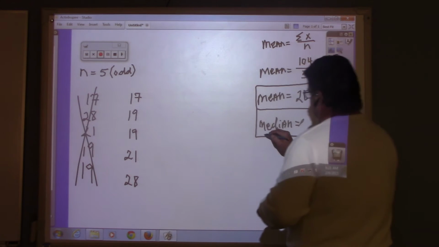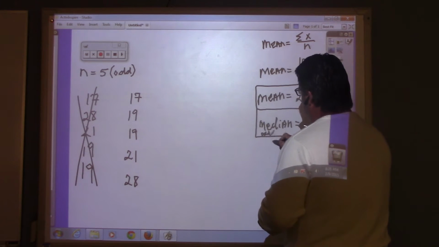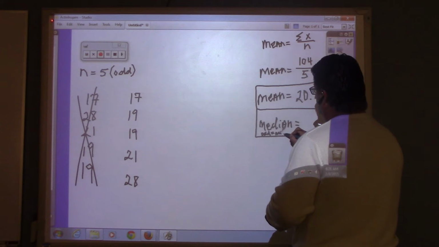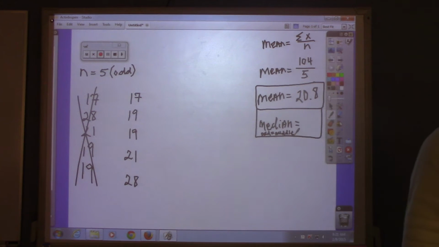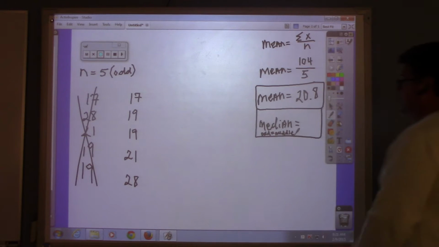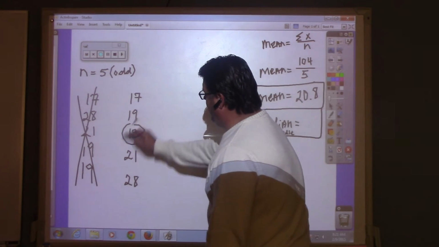With odd, when n is odd, you get the middle. When n is even, we're going to do 6 in a minute. We're going to do the same thing with 6, except you take the middle two numbers and you add them together. In this case, the median is what? 19.